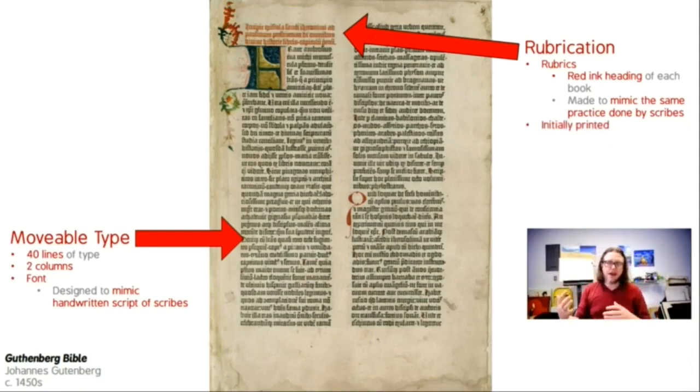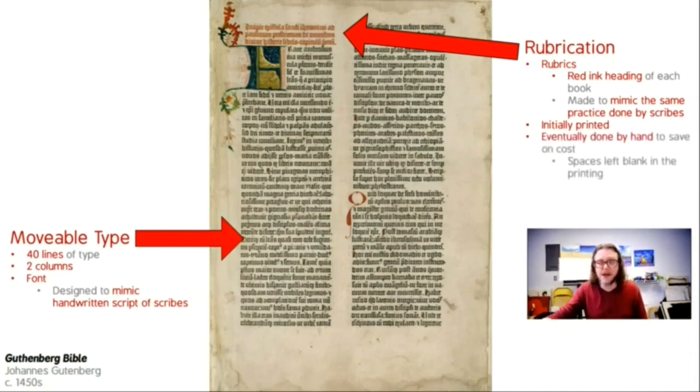But that meant that each page that had a rubric on it, he had to put through the printing press twice. So eventually, to save himself a little bit of money, these were done by hand. And the spaces would be left blank, knowing that there would be someone who would come in and write that stuff there at the top.